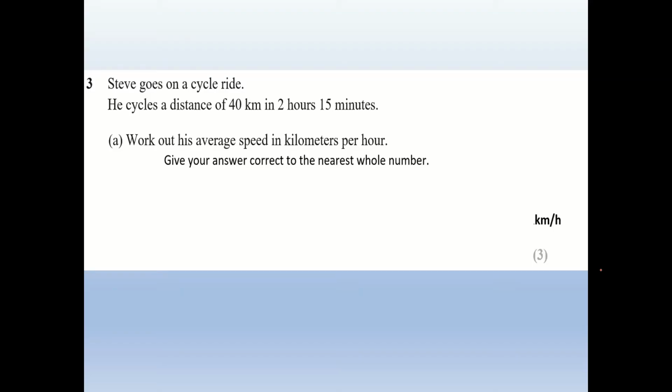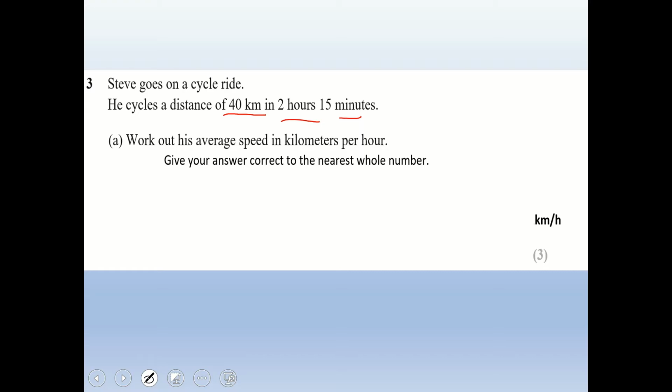Okay, let's start with question 3 in the past paper. Steve goes on a cycle ride. He cycles a distance of 40 kilometers in 2 hours and 15 minutes. Work out the average speed in kilometers per hour.